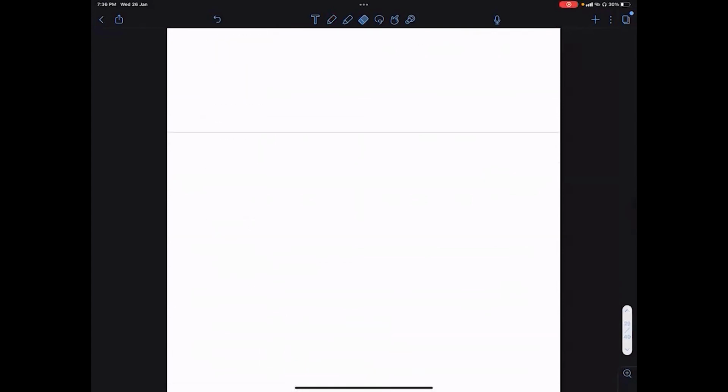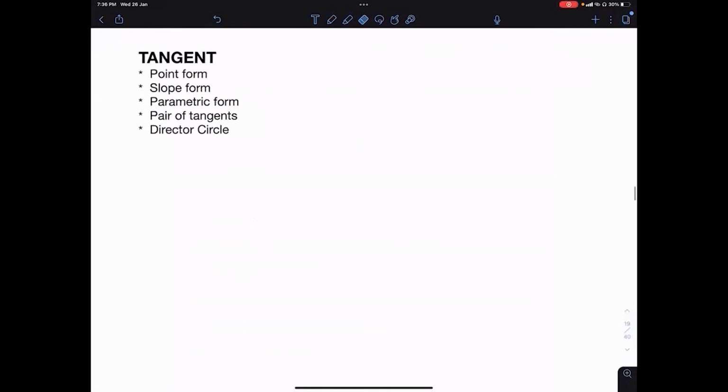Yeah. So again, in case of hyperbola, we have point form, slope form, and parametric form, same thing. Point form means if a point on the hyperbola is given, like this, then the equation of tangent is T equal to 0.